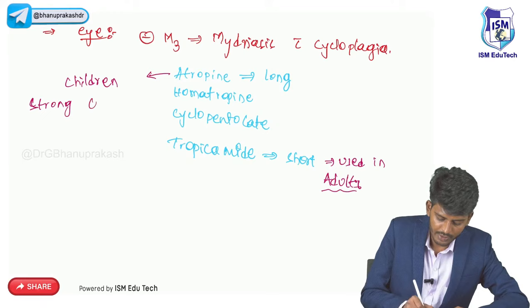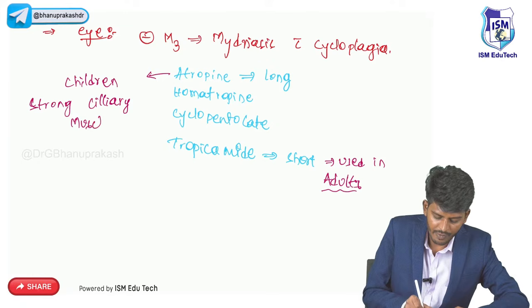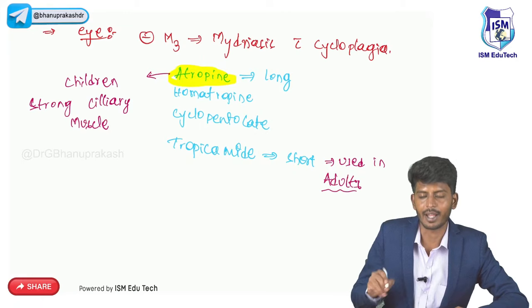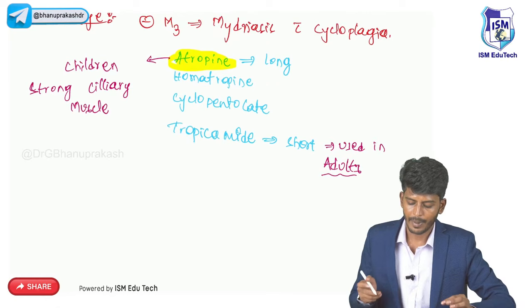In children, there is a very strong ciliary muscle. You need to give a very powerful agent. That powerful agent, my dear student, is atropine. That is why, for the long-acting effect on the eye, you give atropine in children, but tropicamide is used in adults because adults have a weaker ciliary muscle than children.